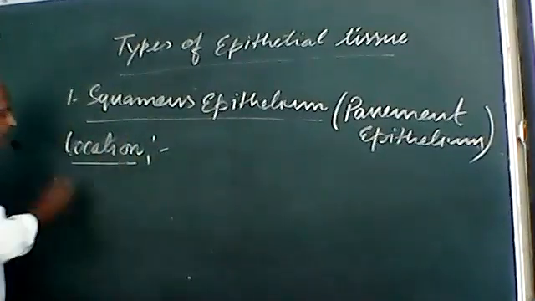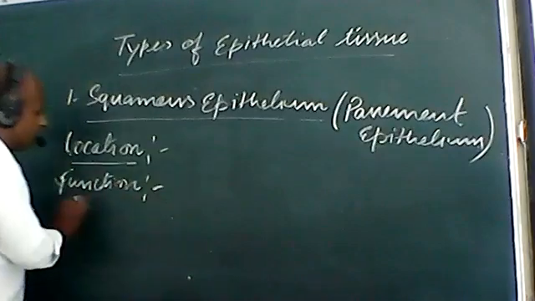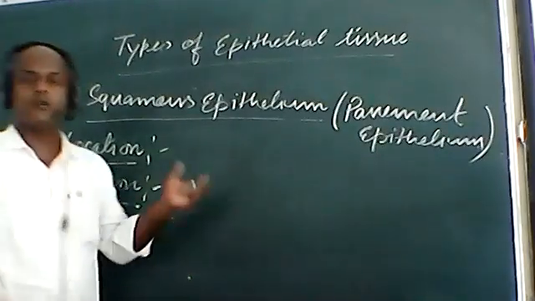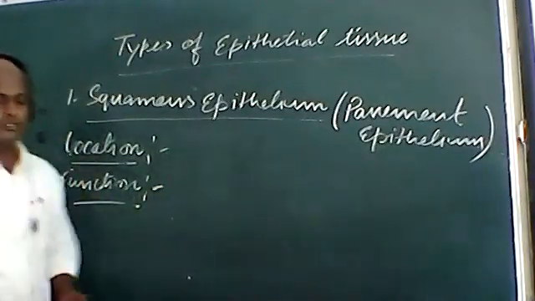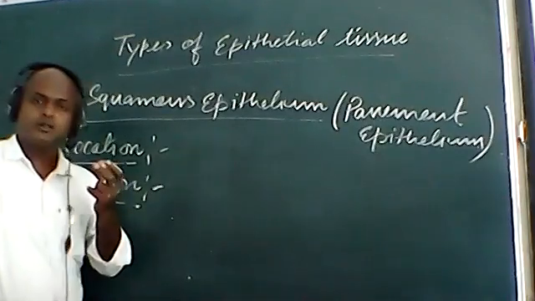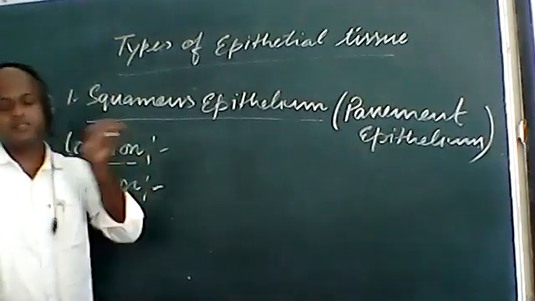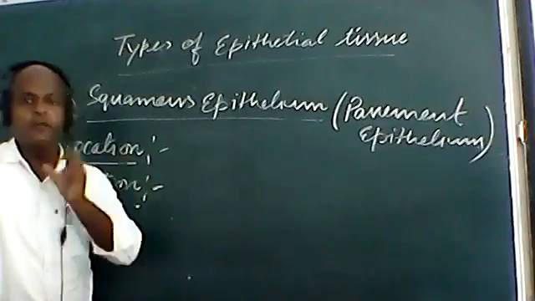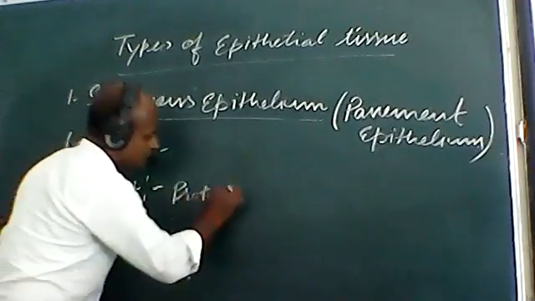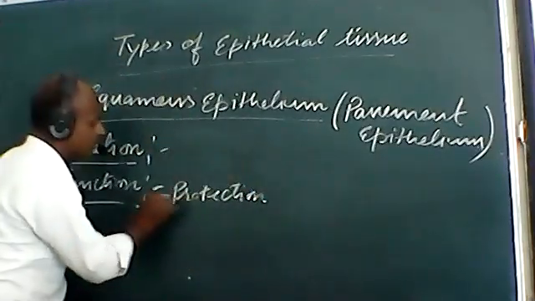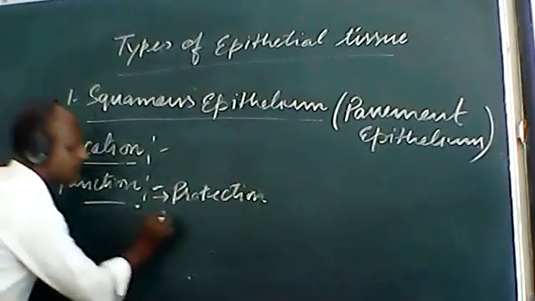Now we should study about the function. We have to study about the structure, location, and function of all types of epithelial tissue. Function. If you see, this epithelial tissue has different types of function, like protection, exchange of gases, ultrafiltration and abrasion also. What are the functions? Protection. This is the common function of all the epithelium. All epithelial tissues have the function of protection. After that, exchange of gases.